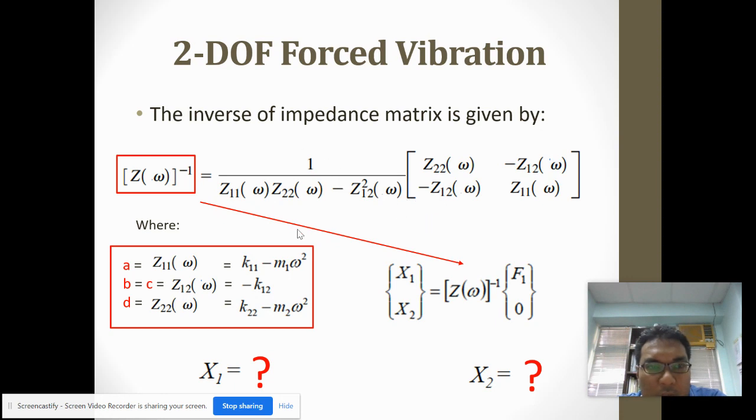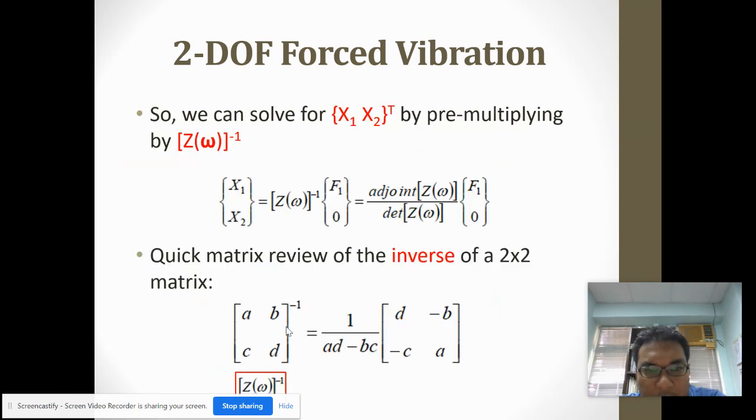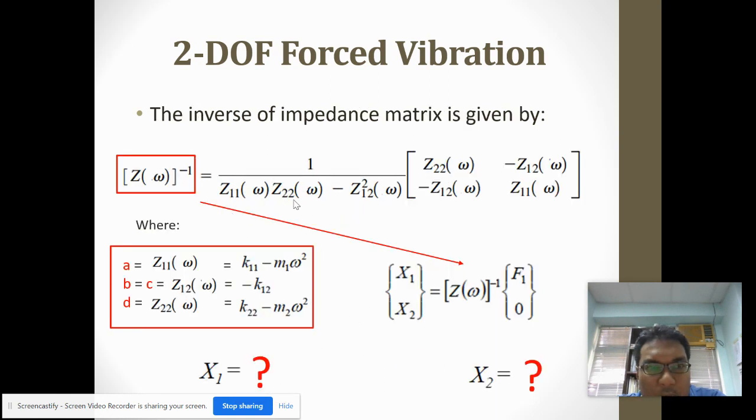The next one we have to solve. This is what I have written for you in simplified form, where we can replace a, b, c, d like this to represent our detailed matrix. What we have is a, which is actually equal to z11, and z11 is actually equal to k11 minus m1 omega squared.